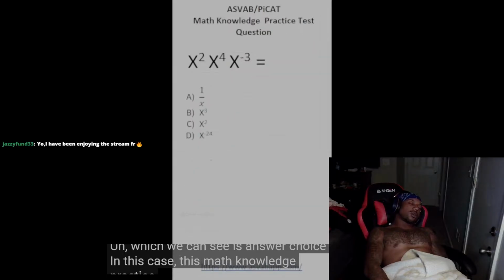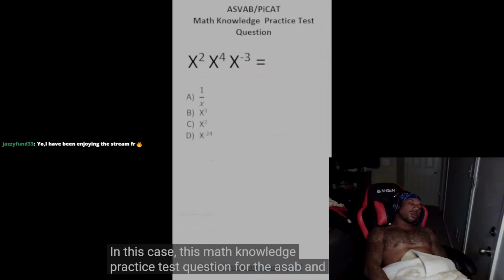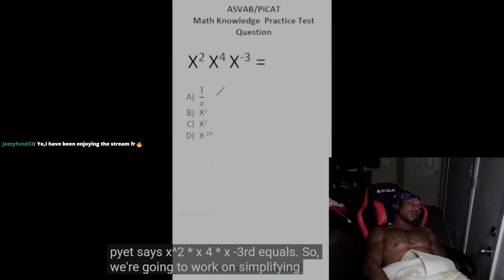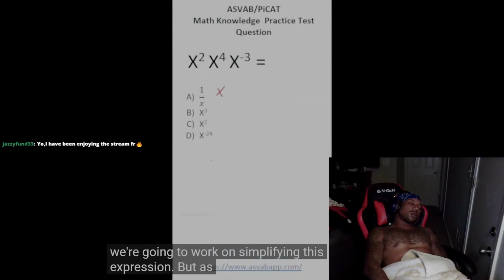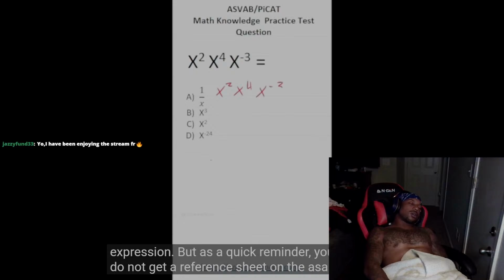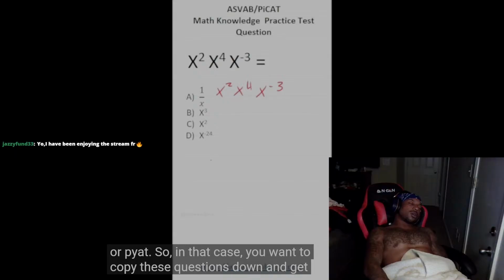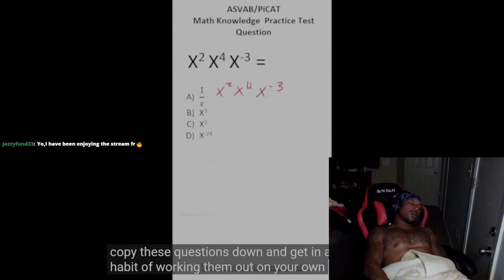This math knowledge practice test question for the ASVAB and PiCAT says x squared times x to the 4th times x to the -3rd equals. So we're going to work on simplifying this expression, but as a quick reminder, you do not get a reference sheet on the ASVAB or PiCAT. So in that case, you want to copy these questions down and get in the habit of working them out on your own scratch paper.